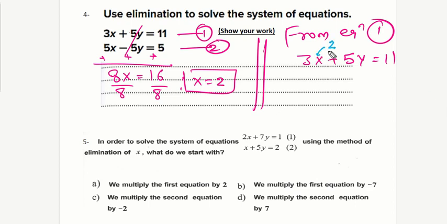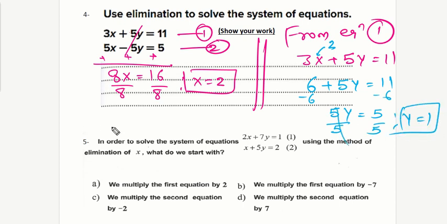Let's substitute the value here. So 3 times 2 will give you 6 plus 5y is equal to 11, minus 6 both sides. 5y is equal to 5, right? And then divide by 5. y is equal to 1. So your solution is 2 comma 1.